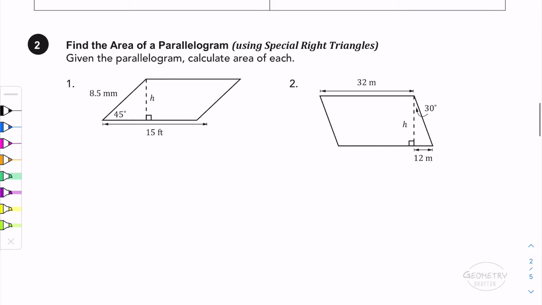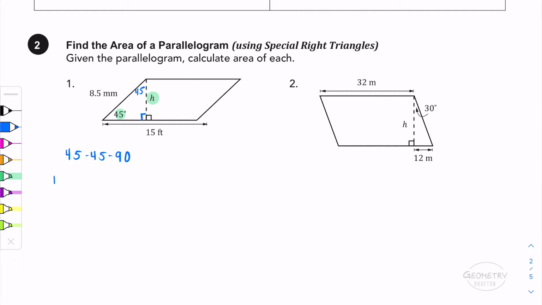Number 1. We are given the parallelogram. We're only asked to calculate the area for this figure. So within this figure, I can see that I'm missing the height. I can also see that I have a 45, 45, 90 triangle. If I have one 45-degree angle, that means the other one is 45 degrees, and I of course have my right angle. So I'm going to work with my 45, 45, 90 formula.